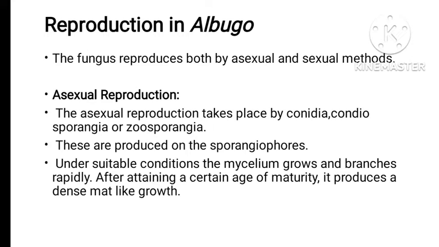The next one is reproduction of Albugo. There are two methods: asexual and sexual. Asexual reproduction takes place by conidia, conidial sporangia and zoosporangia. These are produced on the sporangiophores.